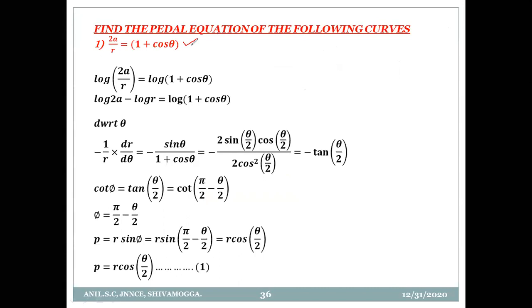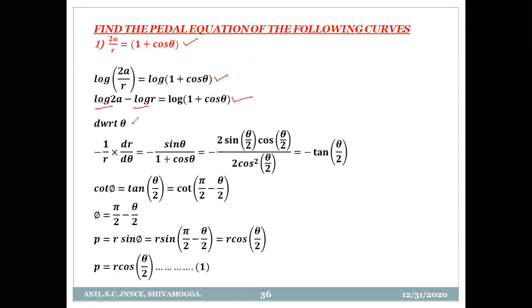What is the first step? Finding phi. To find phi, take log on both sides. You know this. Log 2a divided by r is equal to log of 1 plus cos theta. Now this takes log m by n form, which can be written as log m minus log n. Log 2a minus log r is equal to log of 1 plus cos theta.